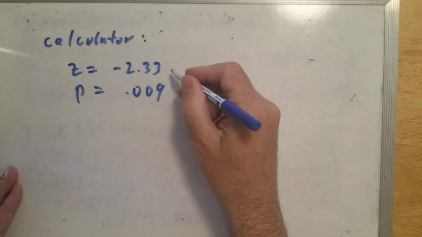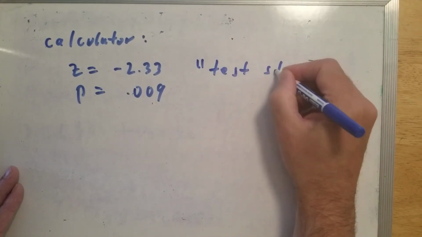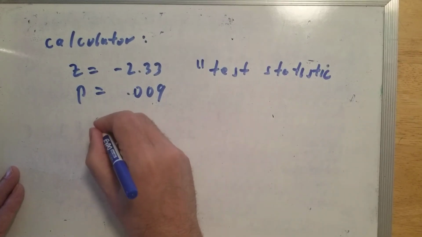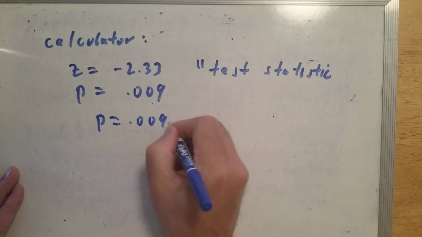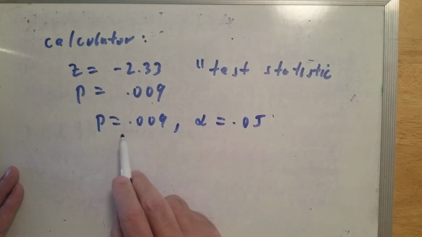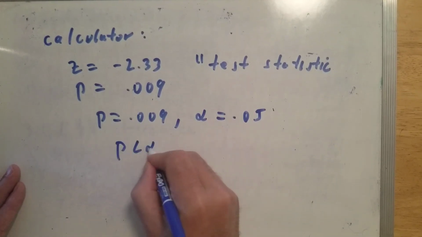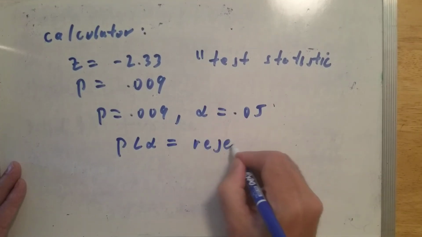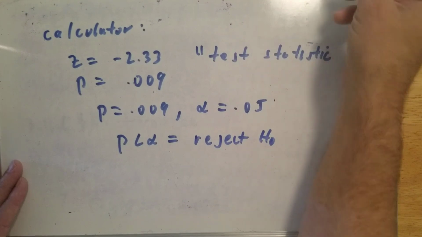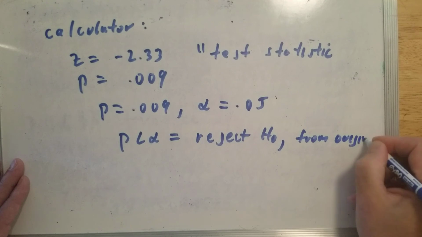So in the homework, they're going to ask you for this z value. This is what they call the test statistic. In this example, with the p equal 0.009, the significance of the test 0.05, in this case, P is less than alpha. That means that we reject H null. The H null was from the original claim in the setup, from original.